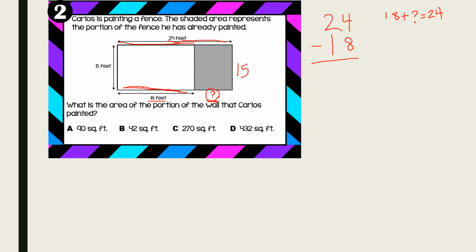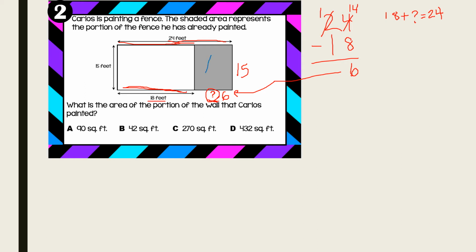24 minus 18. I can't take 8 away from 4, so I need to regroup. Take 1, give 10. 4 plus 10, this turns into a 14. 14 minus 8. I know 7 plus 7 is 14, so that means 8 plus 6 is 14. That's just how I think about it. You can also just count up in your head. 1 minus 1 is 0, so that means this mystery side length right here equals 6. Okay, that's step 1. Let's go to step 2.